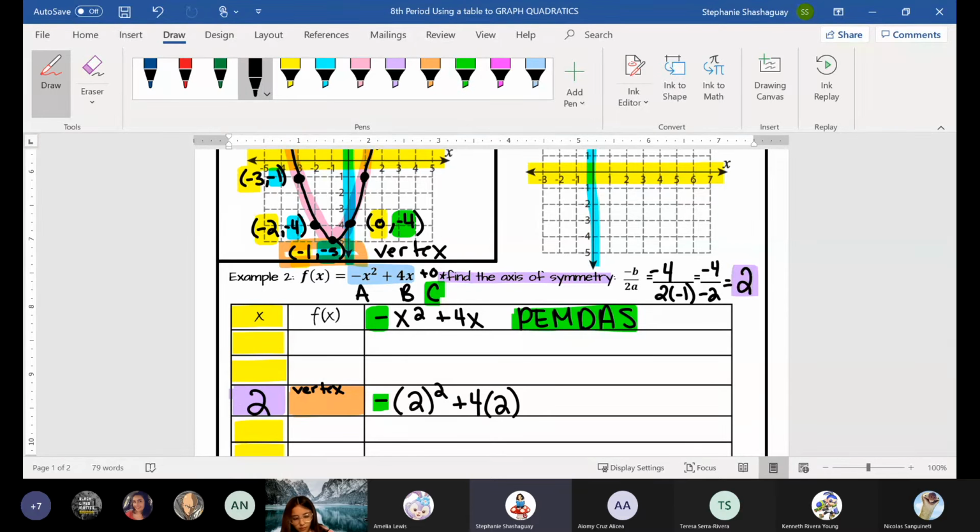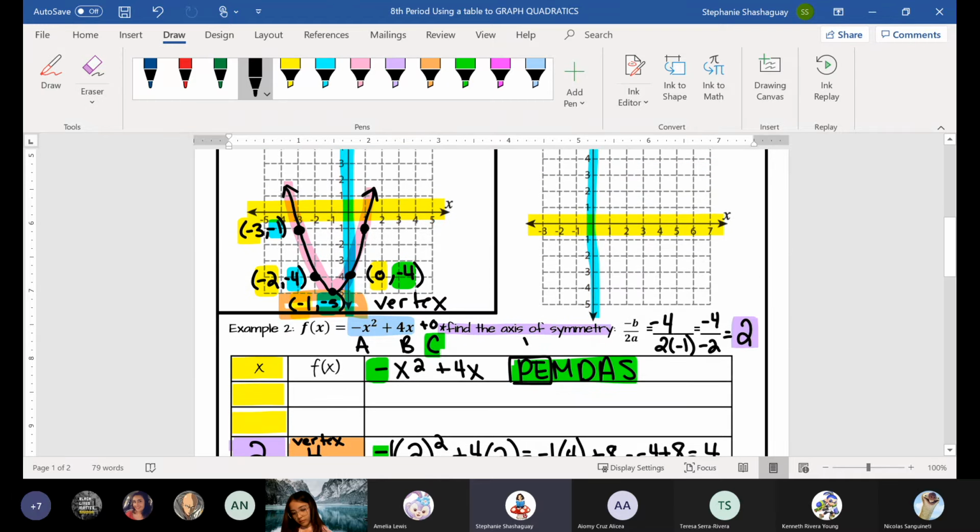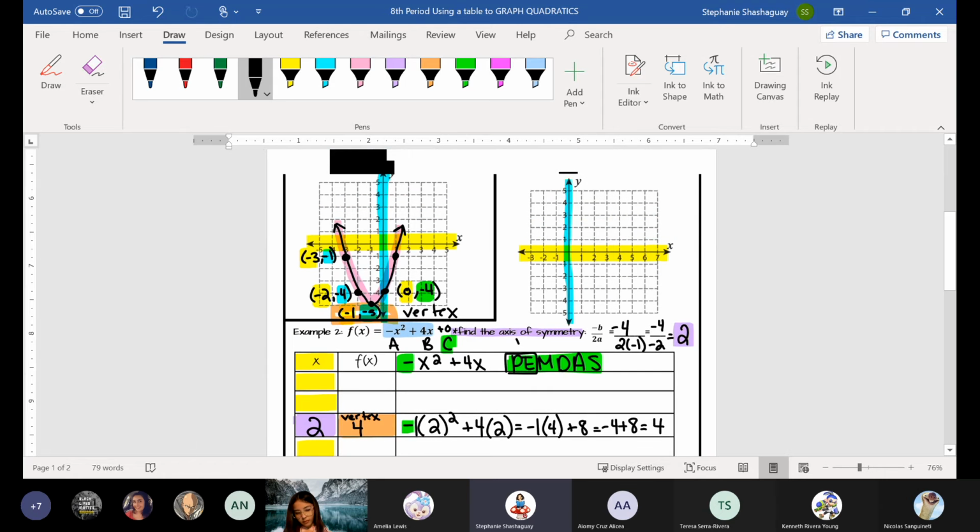So with that negative outside the parentheses, it's really just like having a negative 1 multiplied by that 2. And we do that after we do our exponents because our parentheses and exponents are always done first. So that's going to equal negative 1 multiplied by 4 plus 8. So that's just negative 4 plus 8, which is equal to 4.